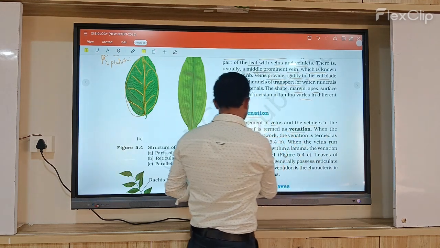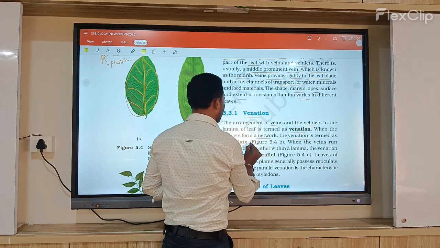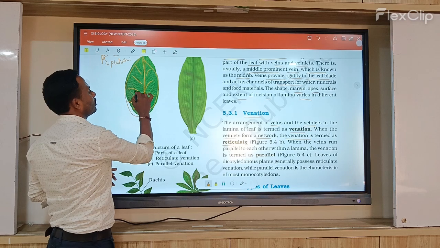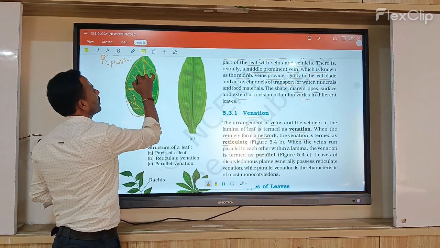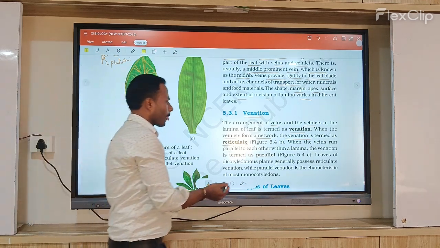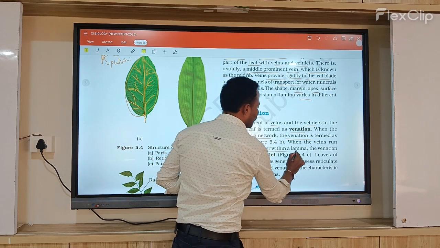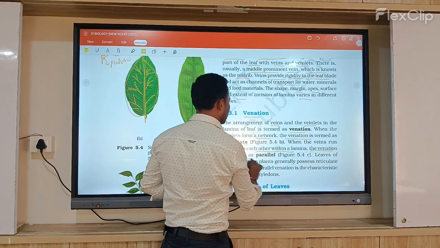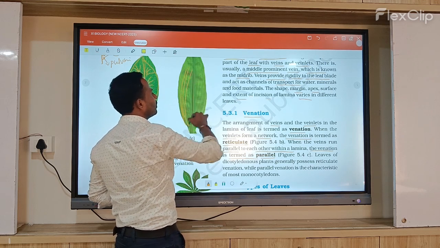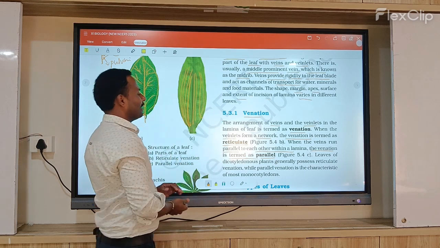And when the veinlets form a network, the venation is termed reticulate. So when the veins appear like a network-like structure, that is called what? Reticulate venation. And when the veins run parallel to each other within the lamina, the venation is termed parallel venation. So when the veins are arranged in parallel, that is called parallel venation.